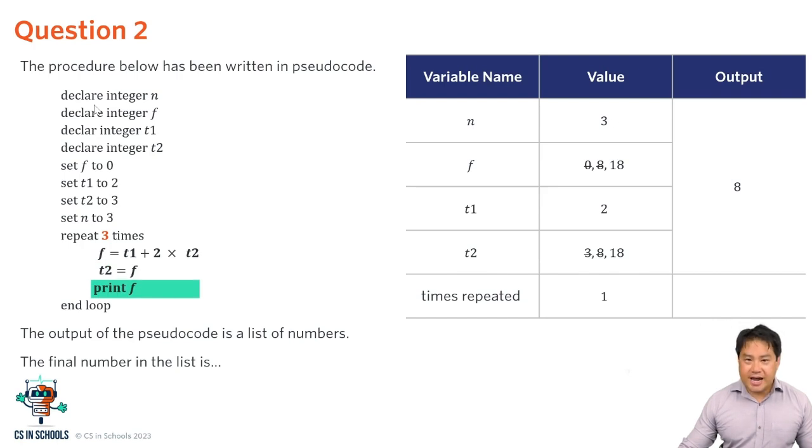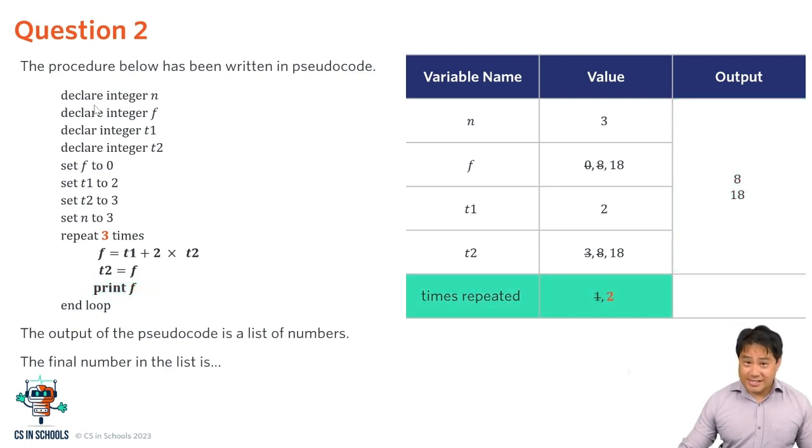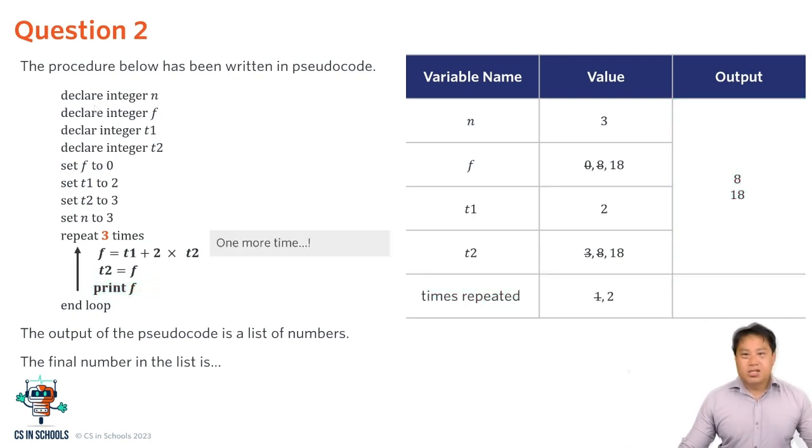Now f is 18, and the slight difference with the print command is that it preserves what is previously displayed on the output. So as opposed to variables changing values, the output is displayed underneath the previous value. So we see both the original output and the new output underneath it. Okay, so that's our second iteration. So we're going to go back and repeat that one last time.